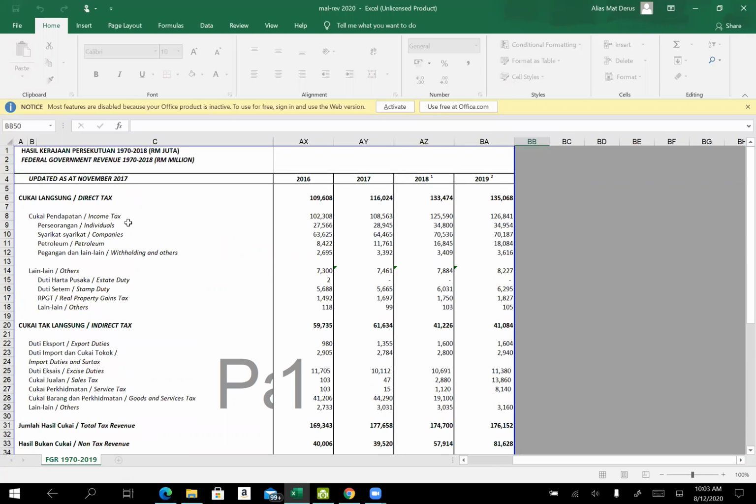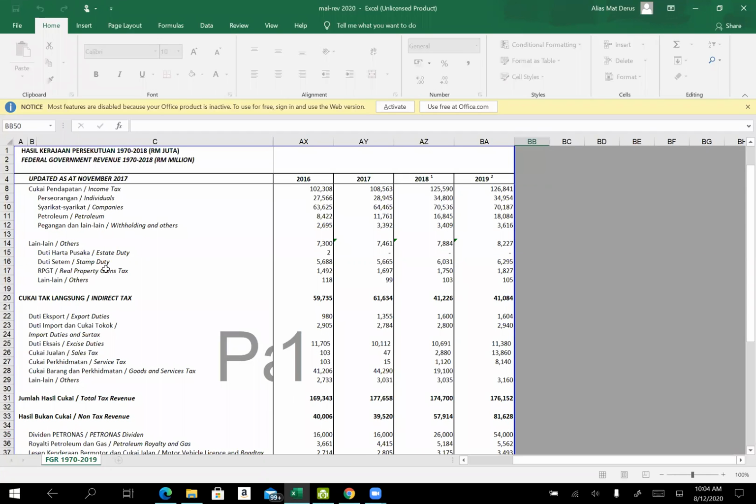Now you look at the direct tax. So direct tax consists of what? There are a few components. You have income tax, which consists of the individual income tax. So this is individual based on our income and wealth. And then you have the companies or the corporate income tax. And then you have petroleum, all right, petroleum, and then others. If you look at the other direct tax, these are the duties or the government taxes coming from other sources, stamp duty, property gain tax, things like that.